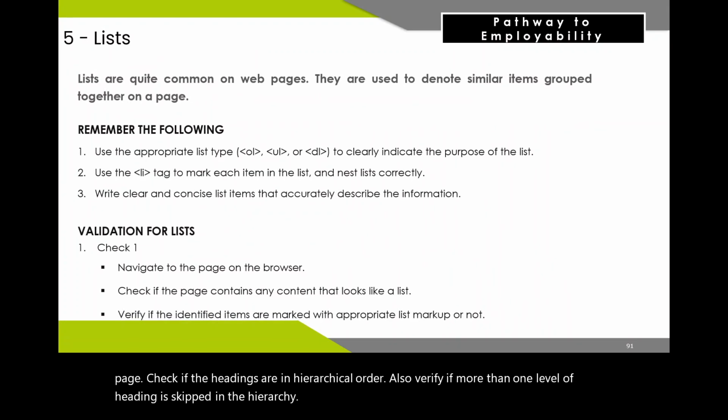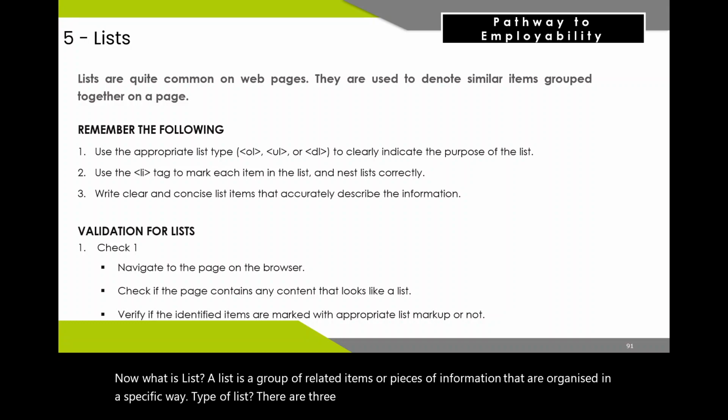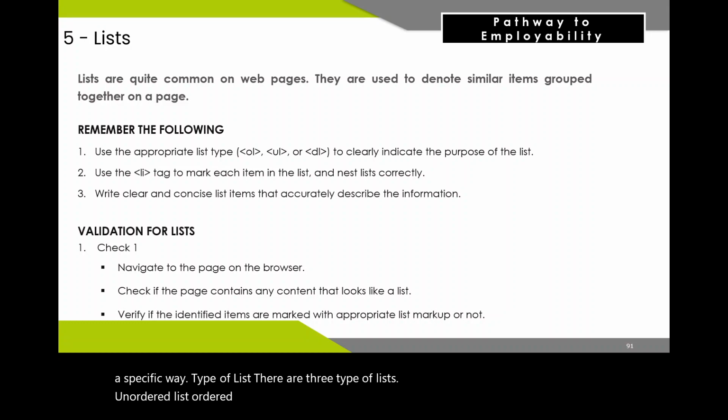Now what is a list? A list is a group of related items or pieces of information that are organized in a specific way. Types of list. There are 3 types of list. Unordered list. Ordered list. Definition list. Now let's understand each, one by one.